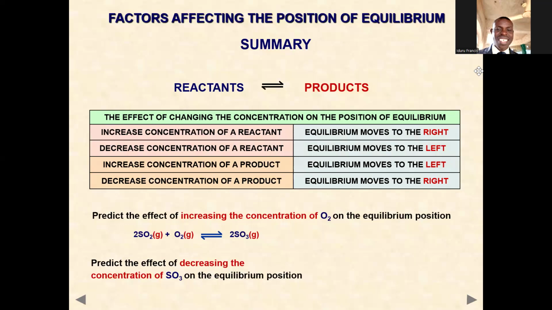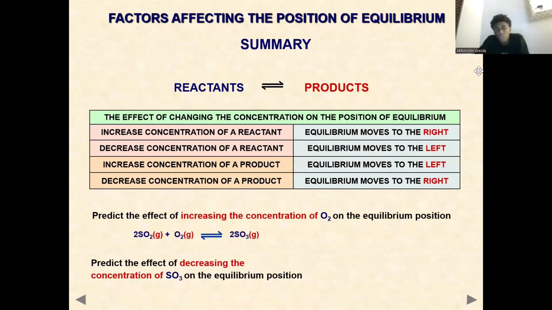SO2 plus O2 gas to give us 2SO3. They now ask us, predict the effect of increasing the concentration of oxygen on the position of equilibrium. If we increase oxygen, what will happen?